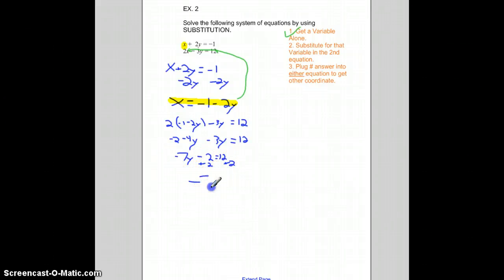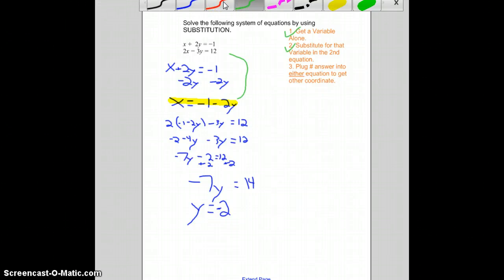So we added 2 to both sides. Now we got negative 7y equals 12 plus 2 here, so it's going to be positive 14. So y equals positive 2. Sorry, negative 2. Right, divide by negative 7. 14 divided by negative 7. Positive divided by negative gives us negative 2. Great, so now we've got step 2 done.